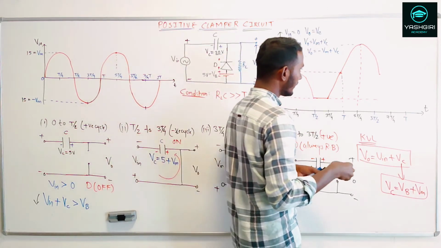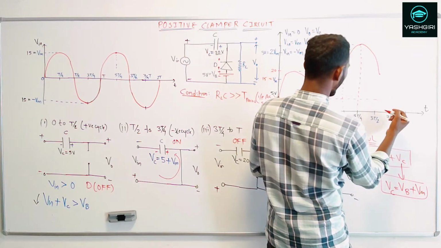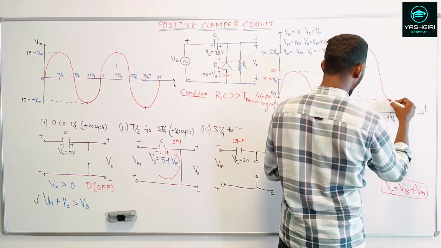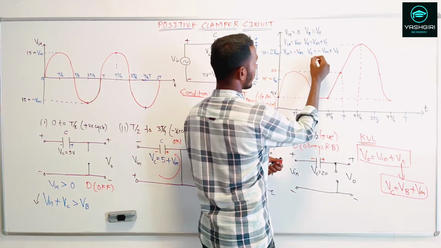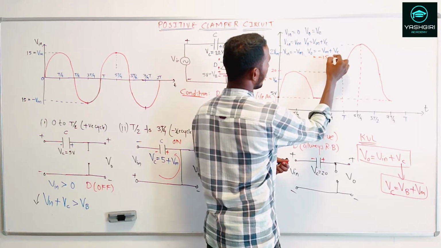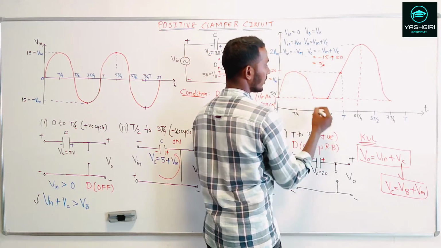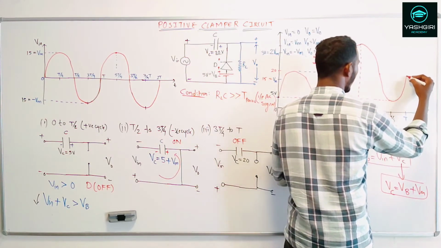So at 7T by 4, what you will find is it's coming and touching at 5 volts. That is minus Vm, which is 15, plus the voltage across the capacitor, 20, so that will give me 5 volts. And like this, it will continue for the rest of the input signals.